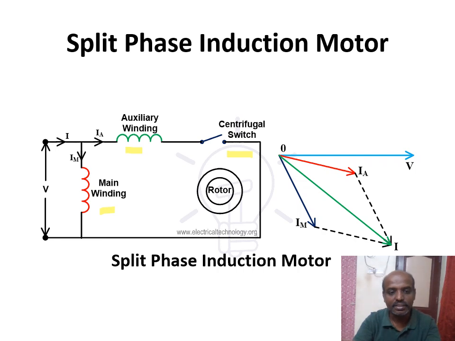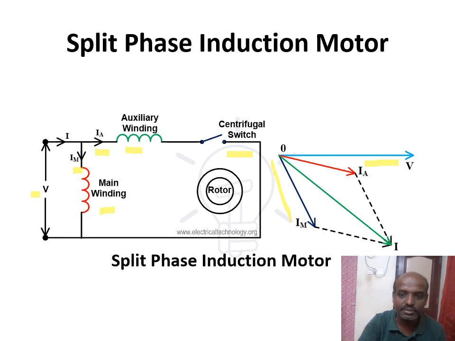Since the supply voltage V is supplied to both the windings, both the windings will be producing fluxes. Since this auxiliary winding is of resistive nature, it will follow the input voltage. Since this main winding is of inductive nature, its current lags the voltage. That is what is mentioned as IM. The current flowing through the main winding is IM. The current flowing through the auxiliary winding is mentioned as IA.